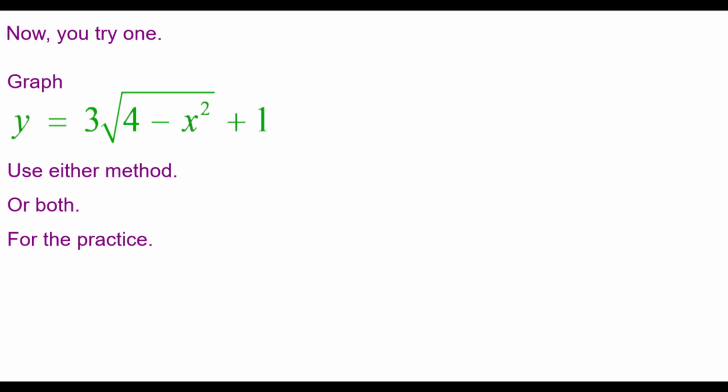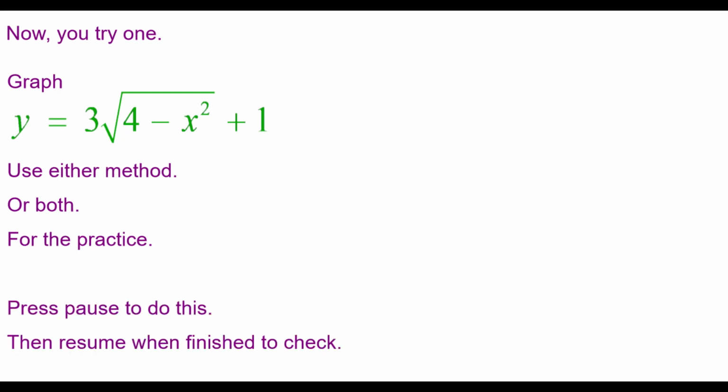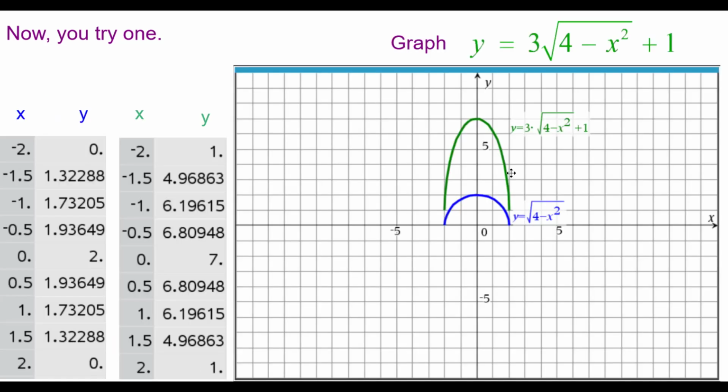Now you try one. Graph y equals 3 times the square root of the quantity 4 minus x squared, plus 1. Use either method or both for the practice. Press pause to do this and then resume when you're finished to check your answer. And here's your answer in green, another archway. And we also include a table of some values to check.